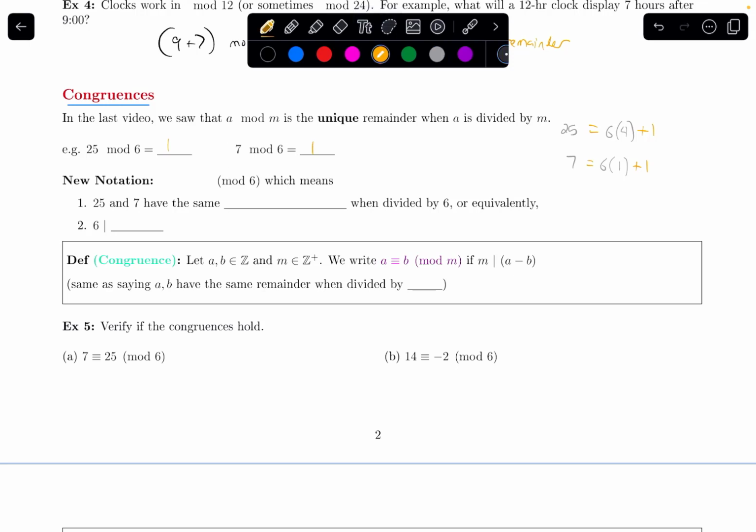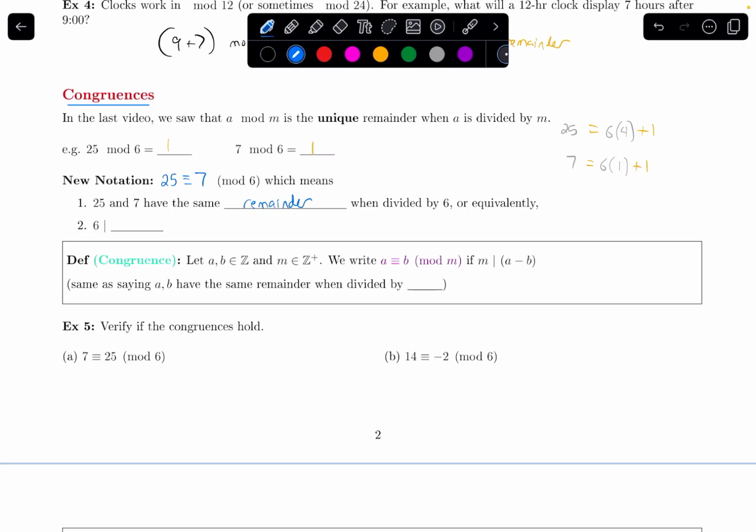Now I want to introduce some new notation. Because 25 and 7 both have the same remainder when we divide them by 6, the way I notate that is we say 25 is congruent to, and I write this three-lined equal sign for congruent, and then I write the other integer, 7. This just means 25 and 7 have the same remainder when they are divided by 6.